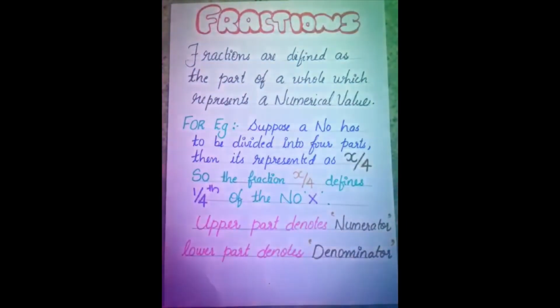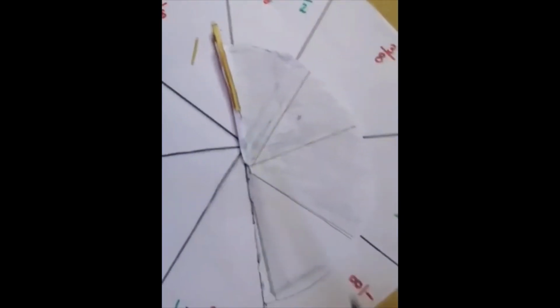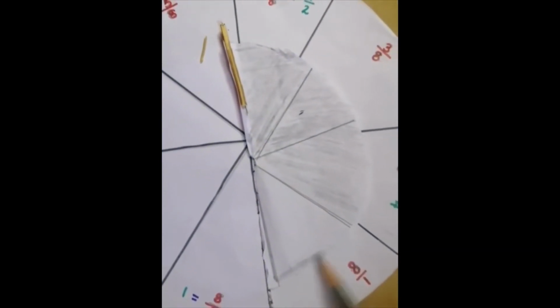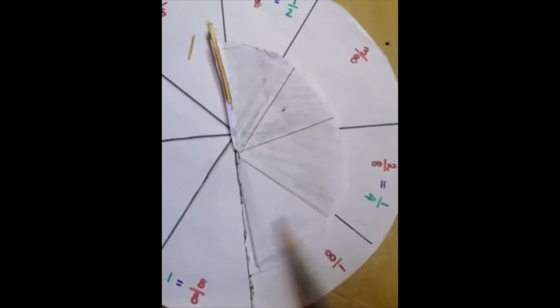Upper part denotes numerator, lower part denotes denominator. 4 by 8 means 2 quarters, and 4 by 8 is a half, that means 2 by 4. So I'm shading 4th part.